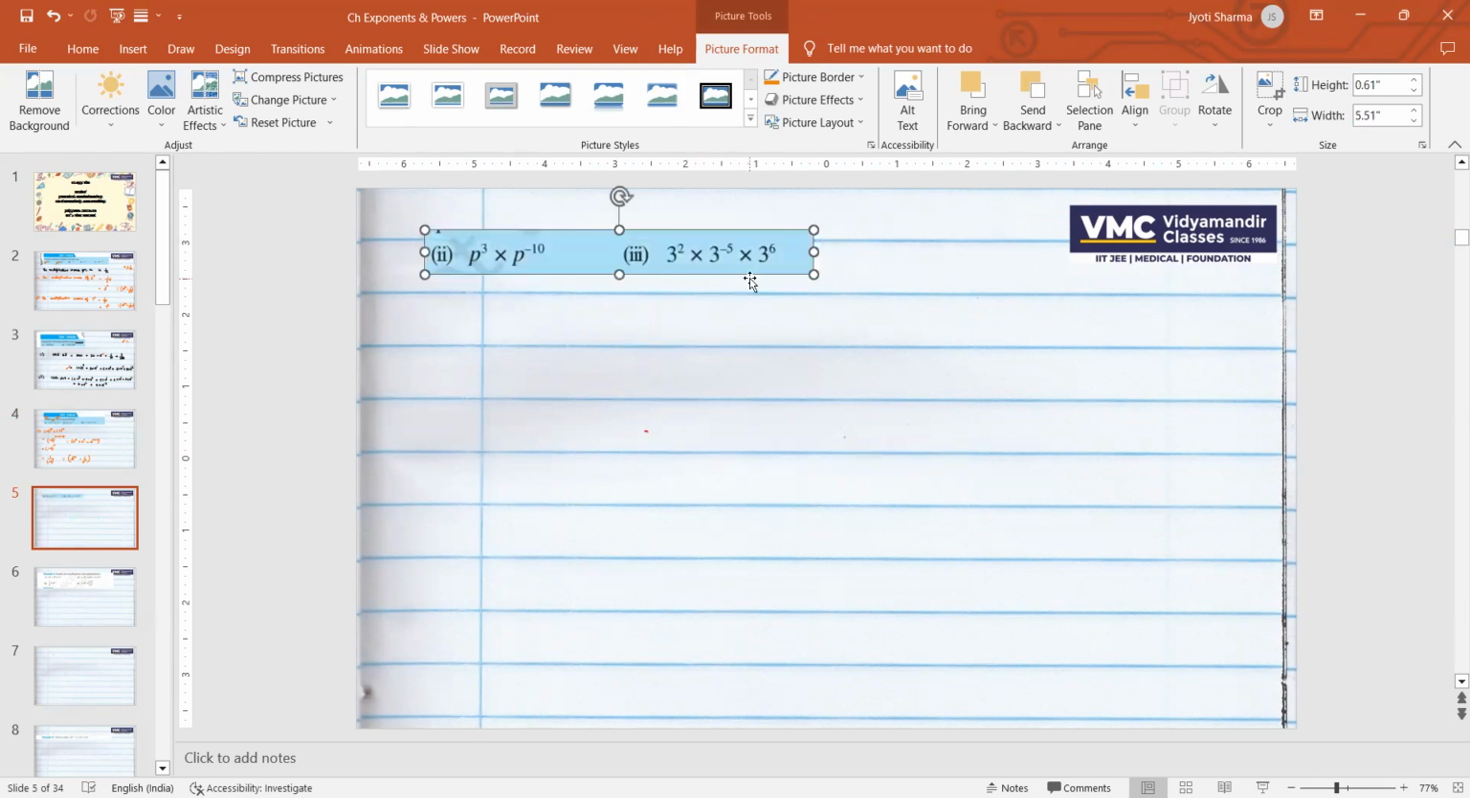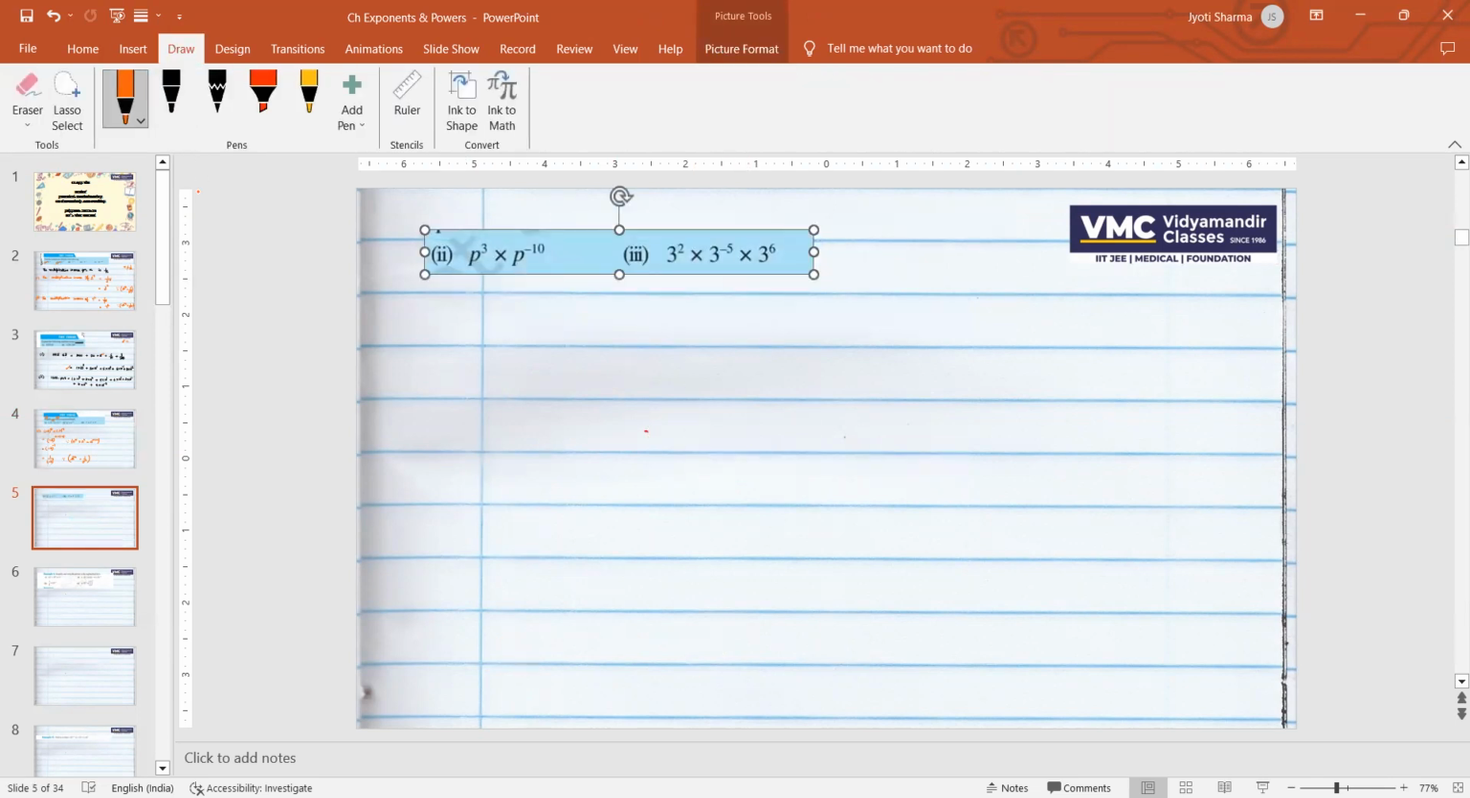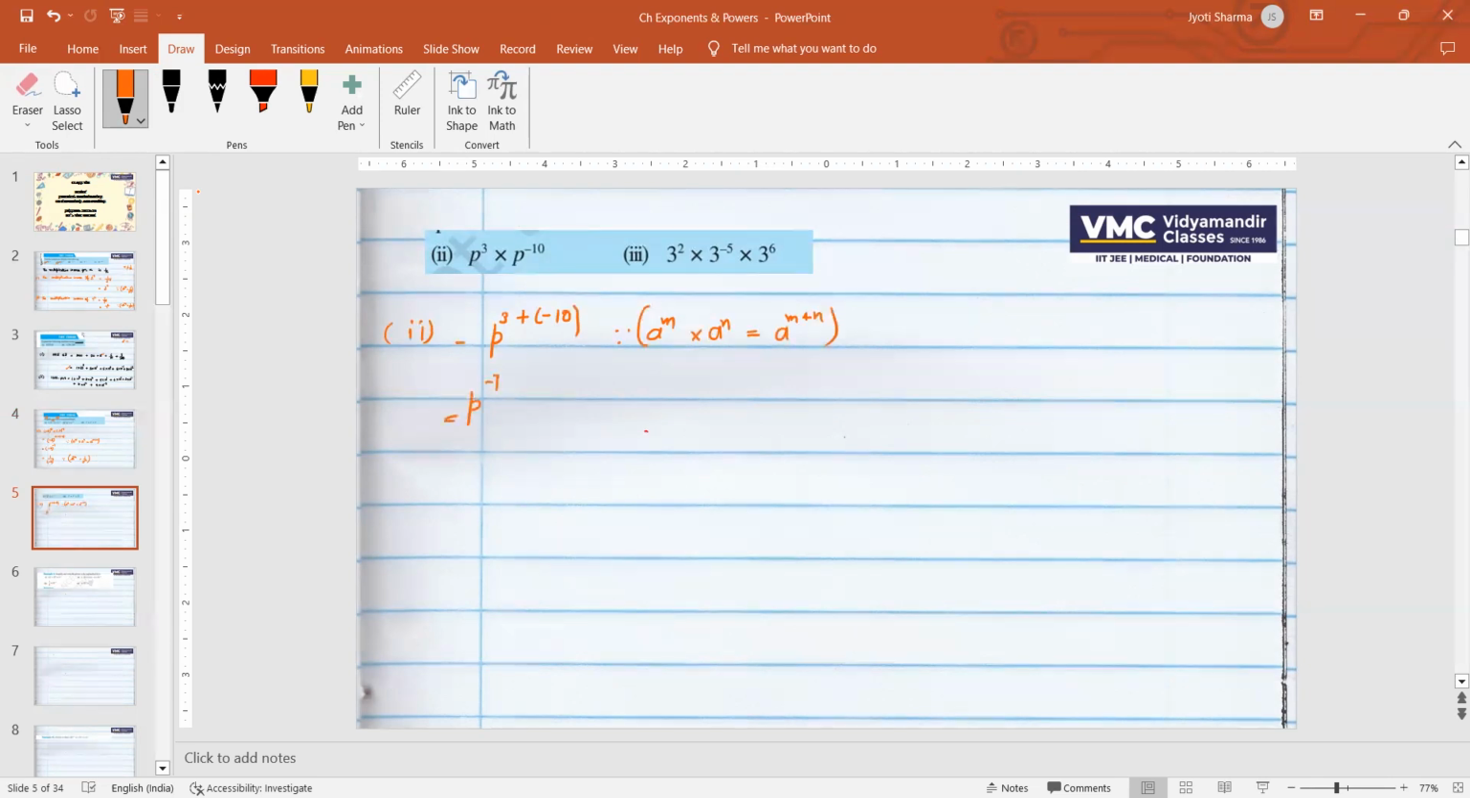These are the second and third parts. For the second, the powers will be added. This is -7. I cannot leave the power negative. So I will do the reciprocal of the base and write the power positive. Here the law of exponents has been used. The power is converted into positive.